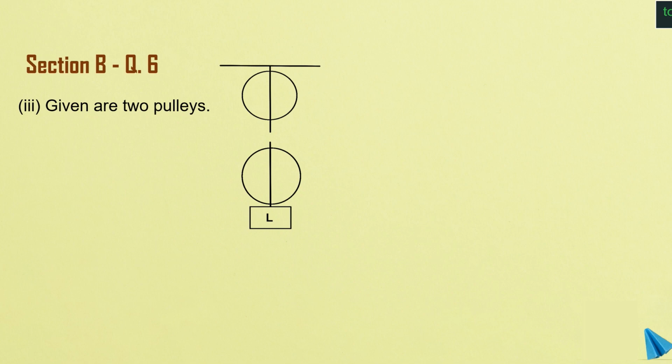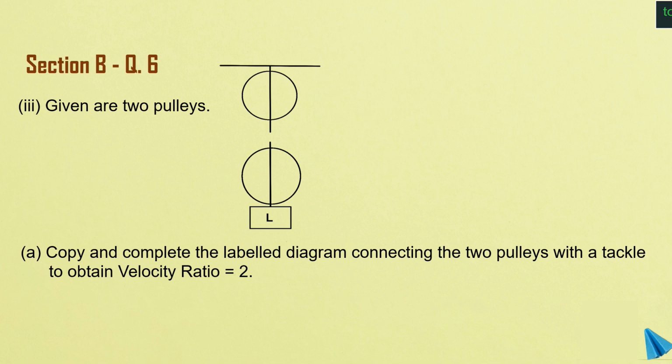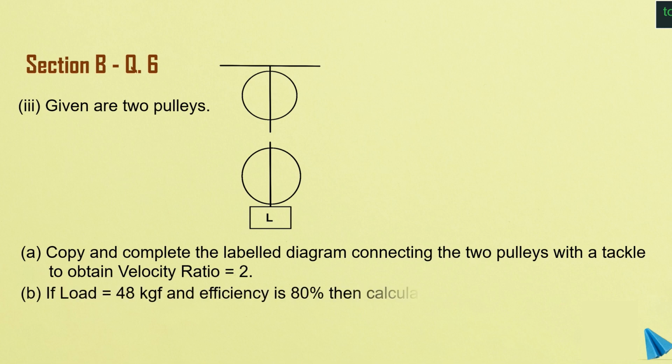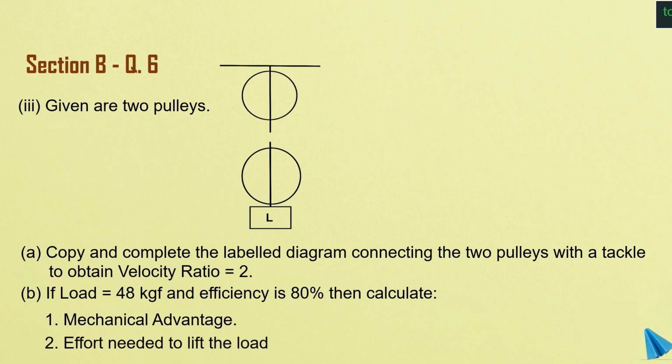So here is the third part, which says given are two pulleys, copy and complete the labeled diagram connecting the two pulleys with a tackle to obtain velocity ratio equal to 2. If the load is 48 kgf and efficiency is 80%, then calculate mechanical advantage and the effort needed to lift the load.